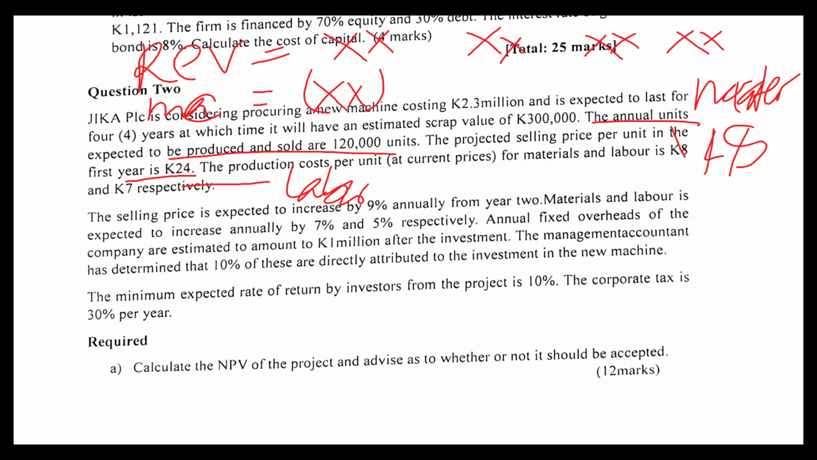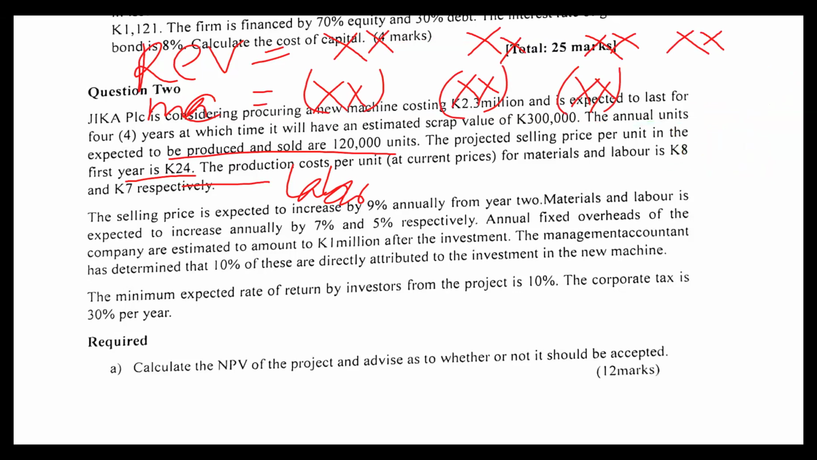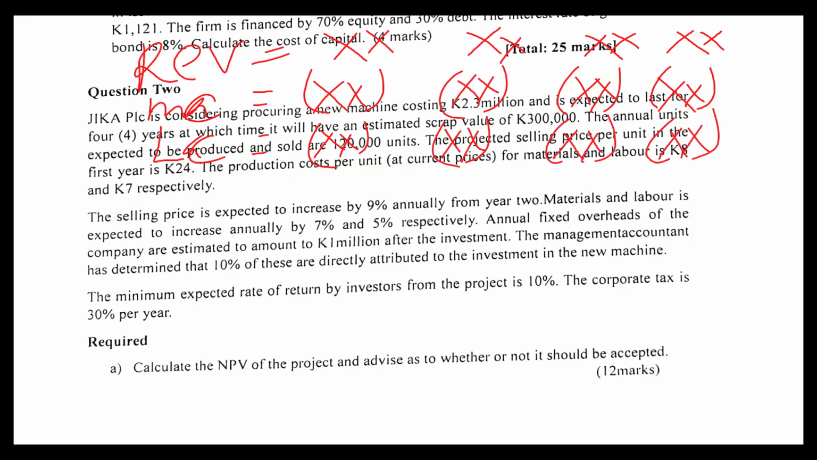Then we're going to deduct the material costs for the first year, material costs for the second year, material costs for the third year, and material costs for the fourth year, right? We will go further and deduct the labor costs as well. So I have labor costs for the first year, labor costs for the second year, labor costs for the third year, and labor costs for the fourth year from revenue.